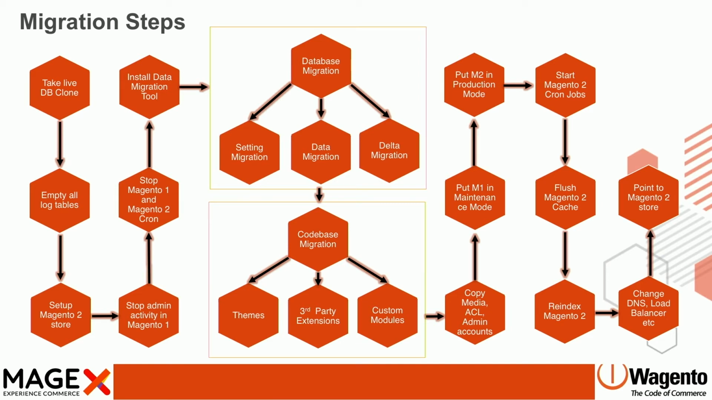Then after that, the server level configurations, like final settings: change the DNS, load balancer, everything, and point to the Magento 2 store. So this is a standard structure of how you go from taking a live DB clone from M1 to launching the Magento 2 store.